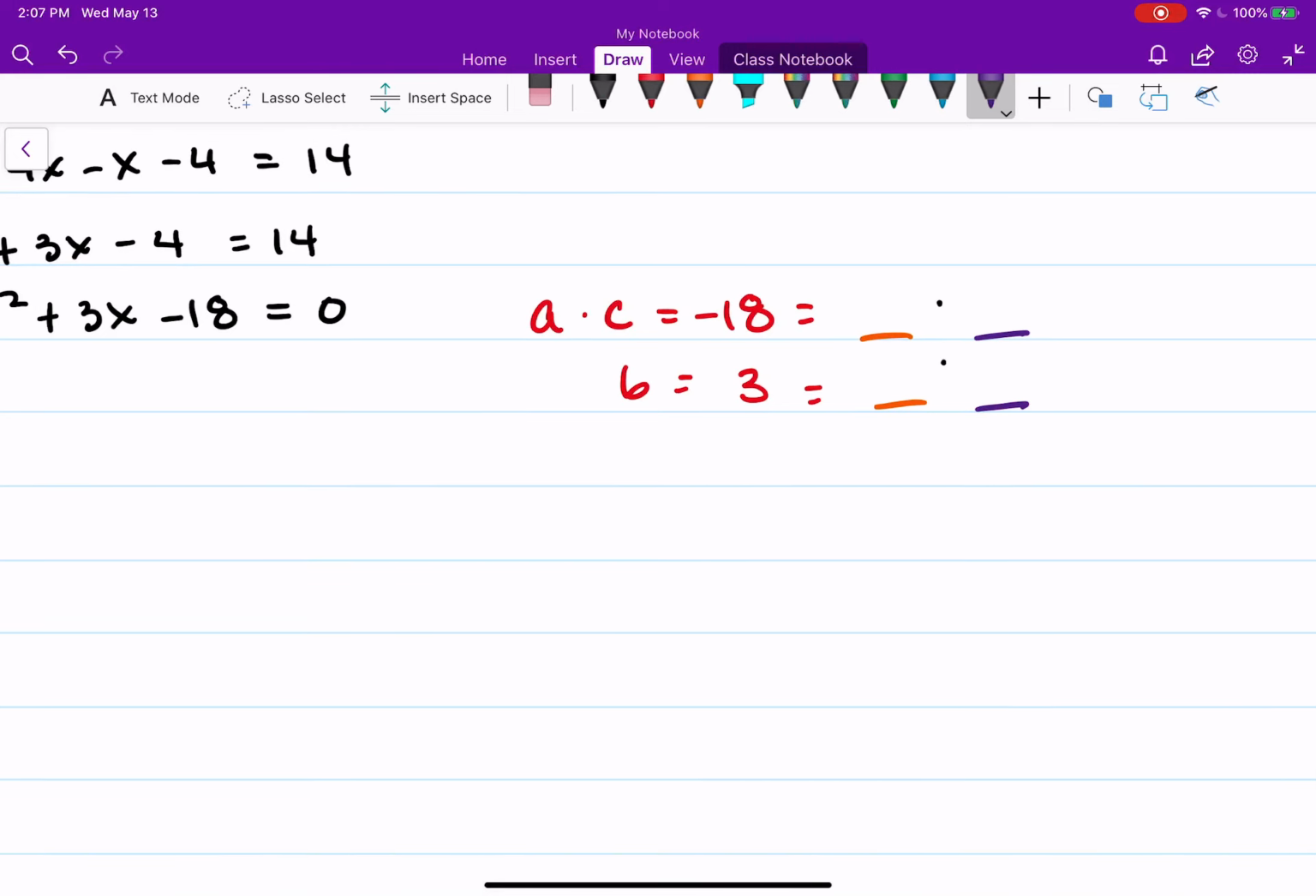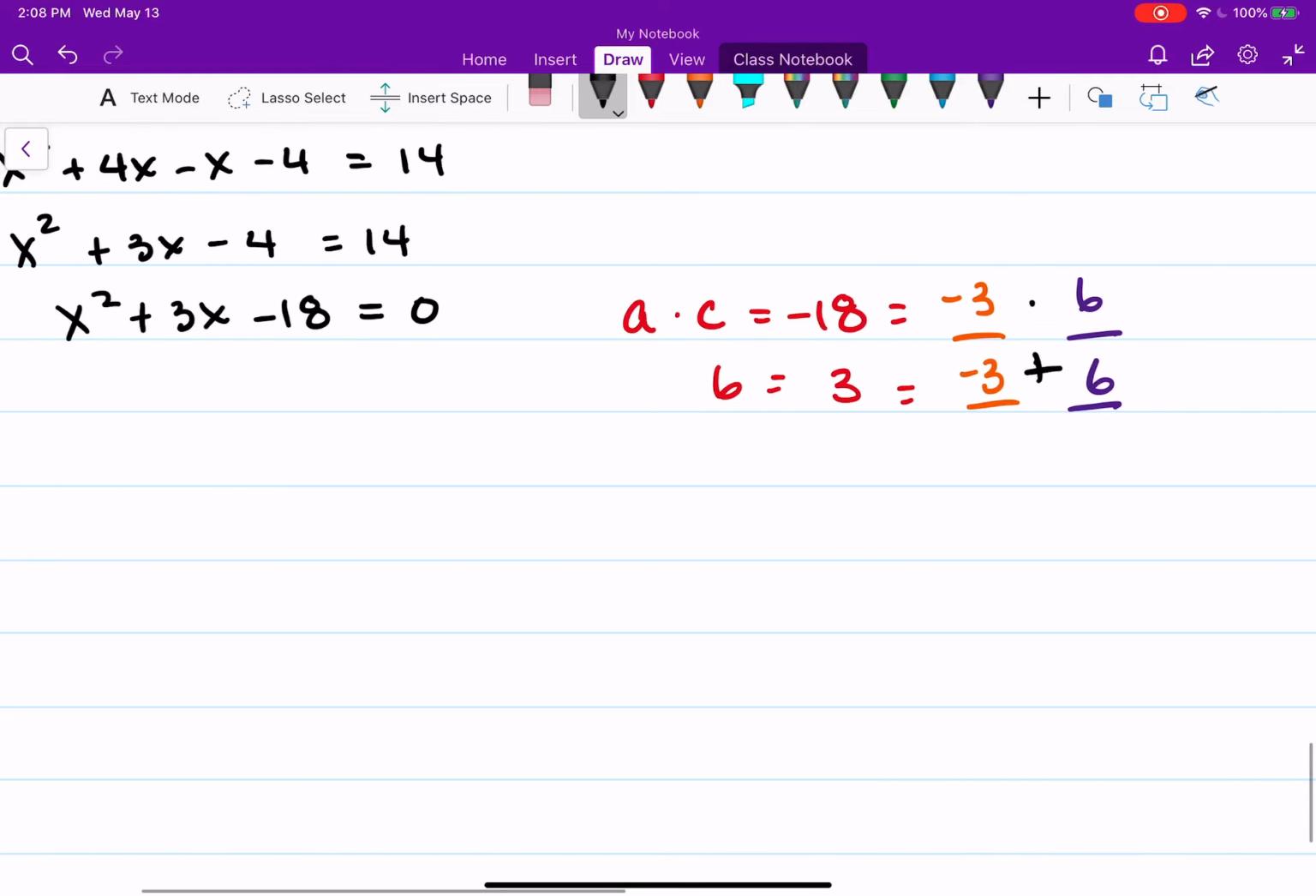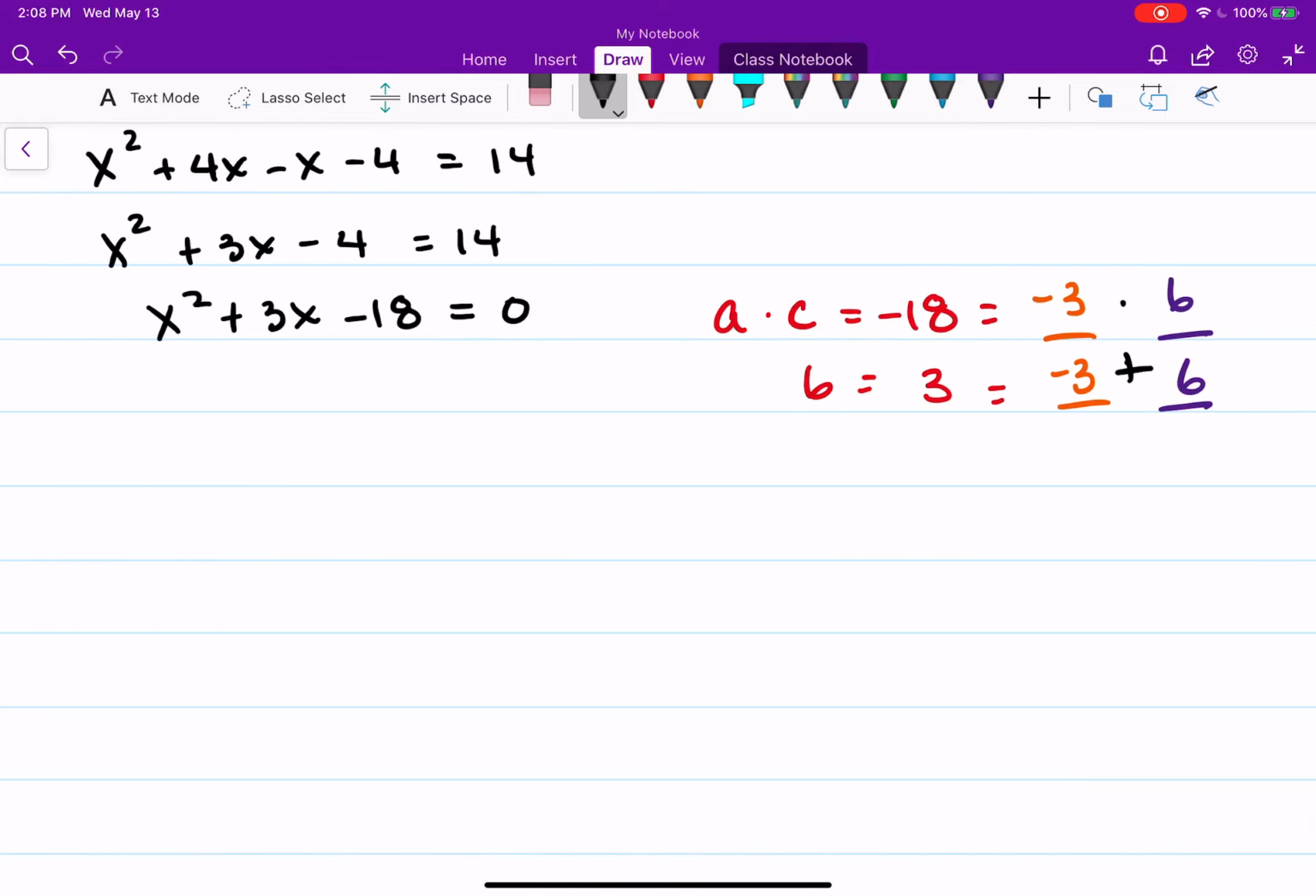Let's try negative 3 and positive 6. So check that. Oh, sorry. This is supposed to be a plus. So check that. Negative 3 times 6, negative 18. Negative 3 plus 6, positive 3. Awesome. I got it. All right. So here's the nice part.